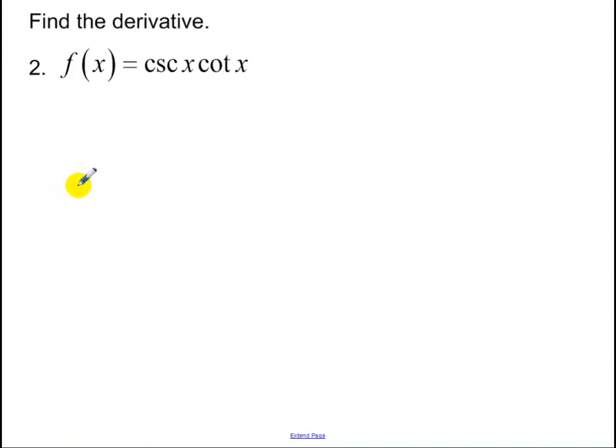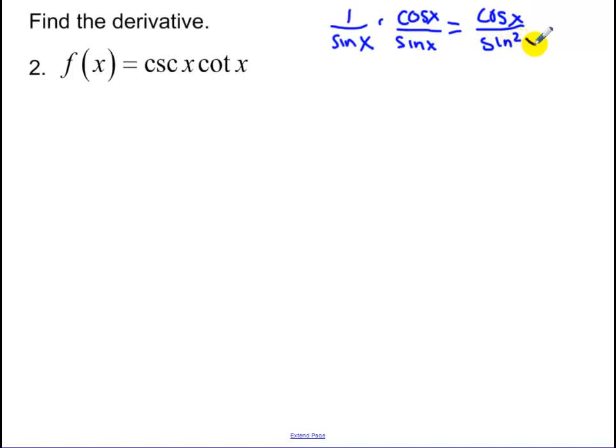Find the derivative. Okay, cosecant. First, see if you can simplify that. So cosecant x, cotangent x. Cosecant is 1 over sine, and cotangent is cosine over sine. If I were to simplify that, it would be more complicated than what I have because I would have a quotient rule. The quotient rule gets really complicated. So I'm going to leave it as a product rule. Again, we have cosecant of x, cotangent of x.